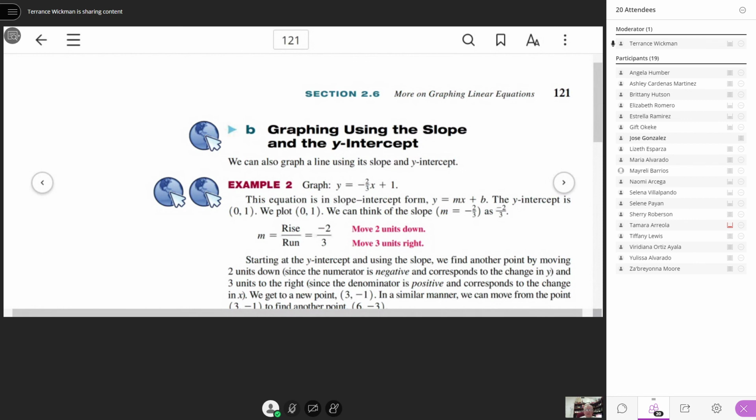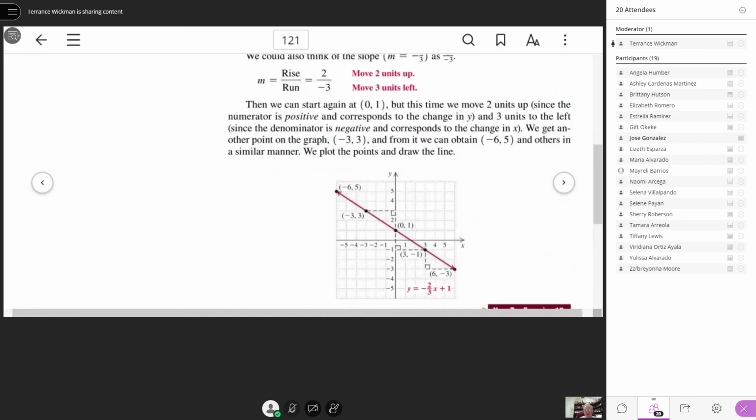If you put 3 in for x, that's going to give you a negative 2. And a negative 2 and a 1 is going to give you a negative 1. So the ordered pair would be 3, negative 1. So let's see if we can find that on here. 1, 2, 3, negative 1. There is 3, negative 1. You just plug in a number and calculate it.